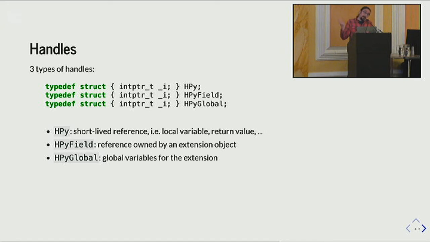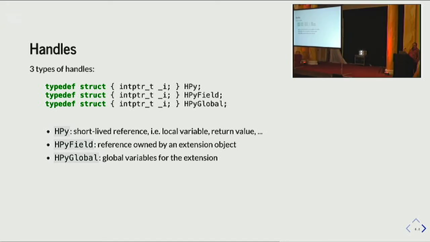Going into more detail, we actually have several kinds of handles because we want to support tracing garbage collectors. So this HPy type is for local variables. We need a different type to represent edges in the object graph. So when one object owns another, that's where we use HPyField. And we have HPyGlobal, mostly to help the transition from the CPython API, to deal with implicit global variables.